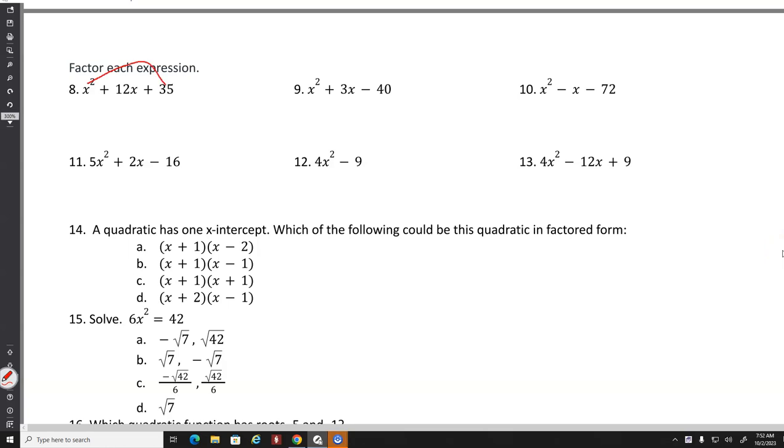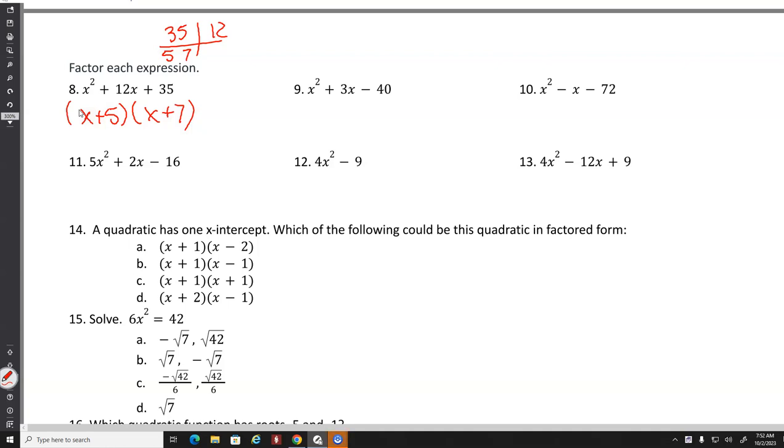To find two factors, I'm going to multiply the first number and the last one, so that's 35, and it has to equal the middle number, that's 12. Two factors that multiply to 35 and give me 12 when I add them: it's 5 and 7. And of course, they're both going to be positive, so I'm going to put x plus 5 in parentheses and x plus 7. And these are my two factors, okay? I do not need to solve it, all right?